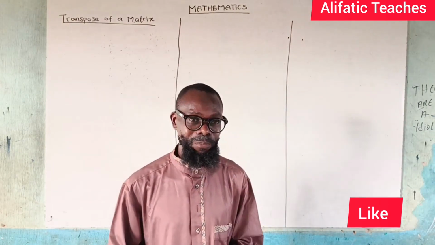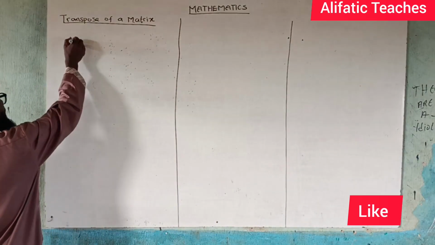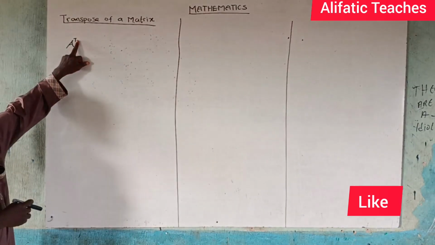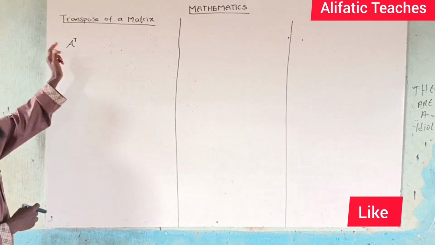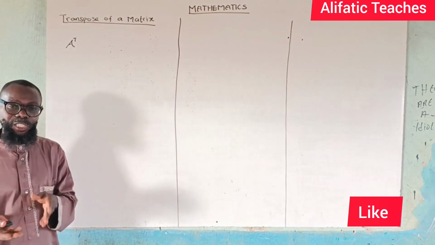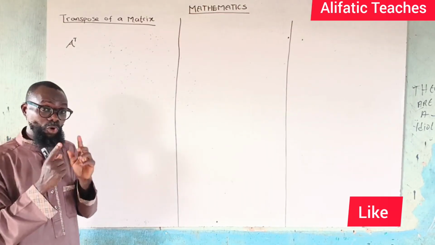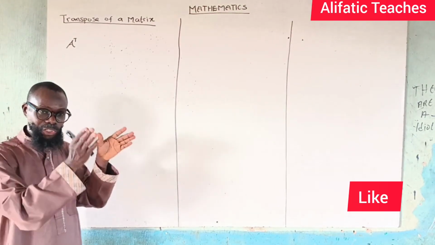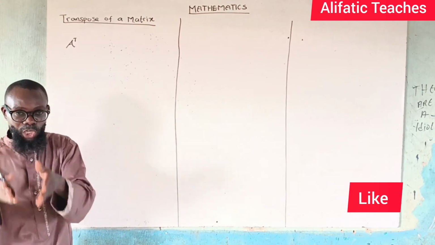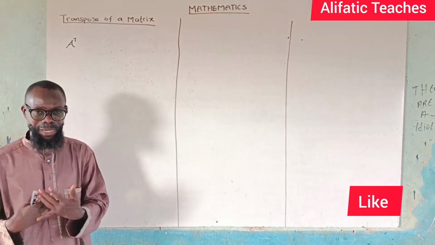The transpose of a matrix is denoted by this symbol. This is a transpose. T is the main transpose. So, the matrix A can be transposed in the form that the rows become the columns. First row becomes first column, second row becomes second column, and third row becomes third column. What we have done here is transposing a matrix.